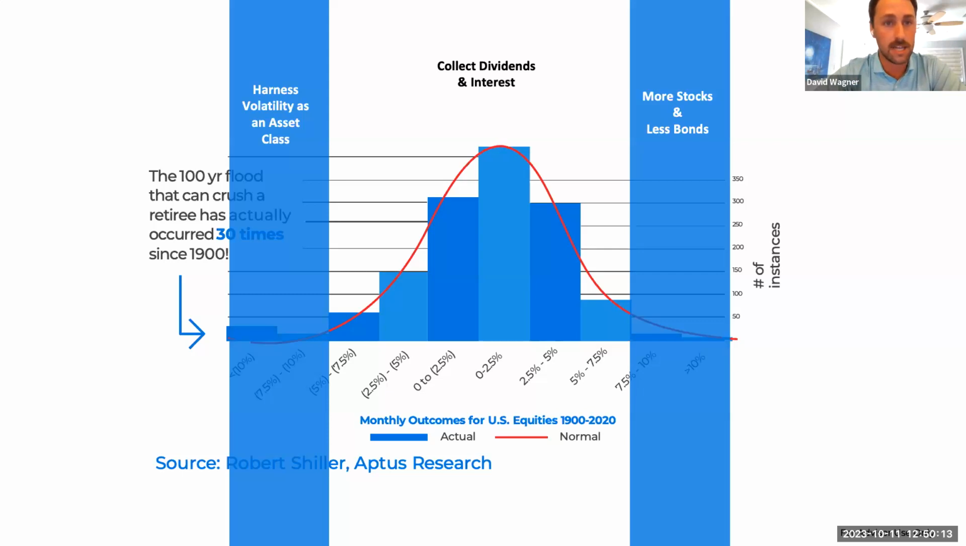But if you own more stocks, less bonds, all right, you can do well in the right tail aspect of the market. If you harness volatility as an asset class, paying that premium on your insurance to make sure you're protected on the downside, all right, you can do better on the left tail risk, okay? And this middle zone, the 68%, that's your safe zone. You're never going to be in trouble with your clients if you are just collecting dividends, collecting interest, and there's not a whole lot of volatility in the market. Those are easy conversations with your clients.